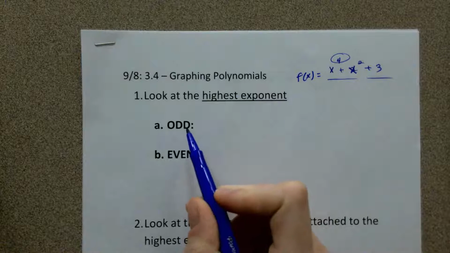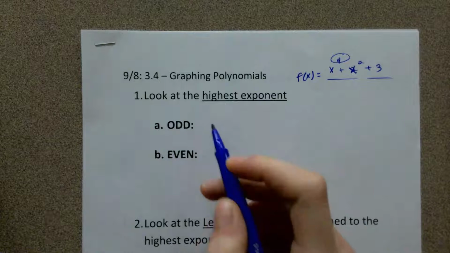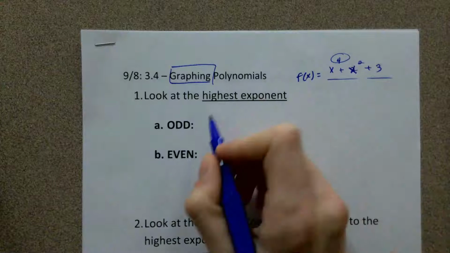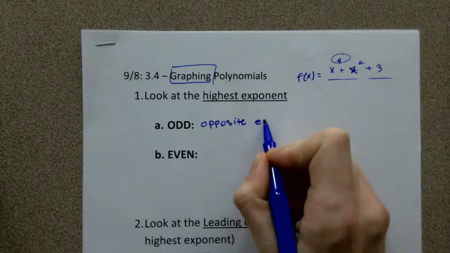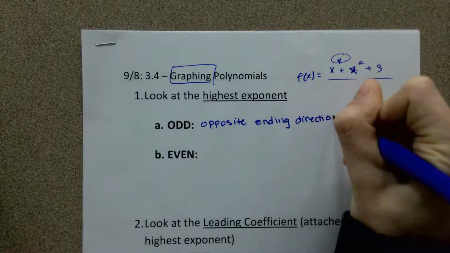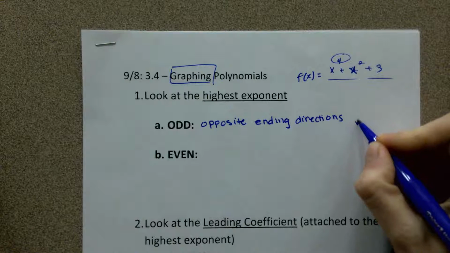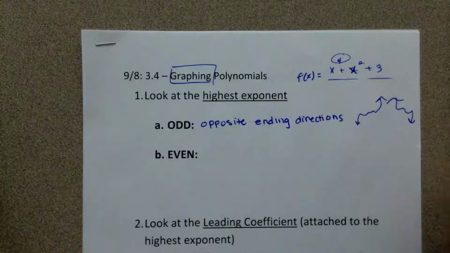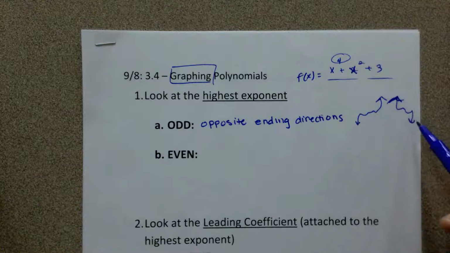So if our highest exponent is odd, our graph, so this is all about our graph, right, is going to go in opposite ending directions. Okay, so if it's odd, we're going to have something that kind of looks like that, or like, that was really bad, but like that, right? They go in opposite directions, okay? So this one's down, this one's up, or up and down.